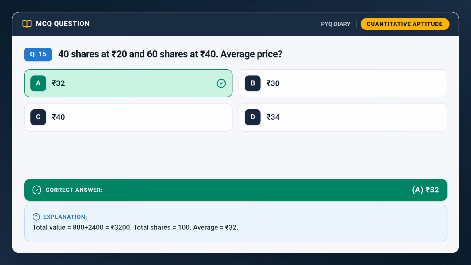Total value is 800 plus 2,400, which equals 3,200 rupees. Total shares are 100. Therefore, the average price is 3,200 divided by 100, which gives 32 rupees.